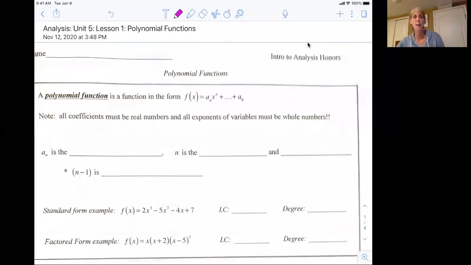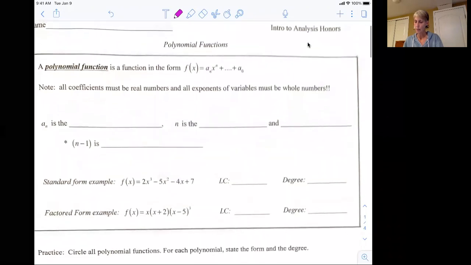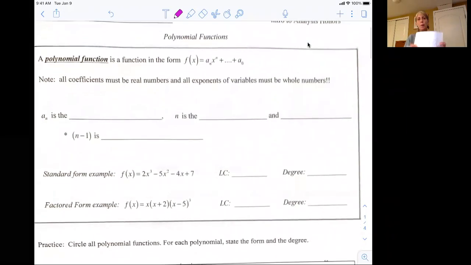Hey everyone, today we're on Unit 5, Lesson 1, Polynomial Functions. So we're going to study polynomial functions this year again. You studied it in your Algebra 2 course. So we're going to move through this lesson rather quickly with the idea that you understand a lot of the concepts we're going to be talking about.